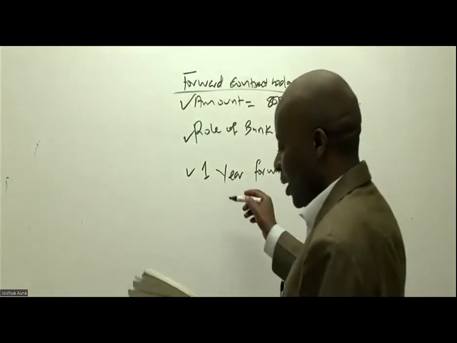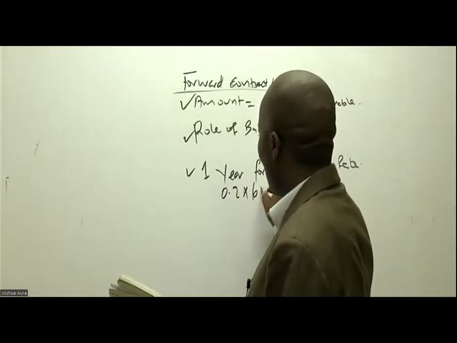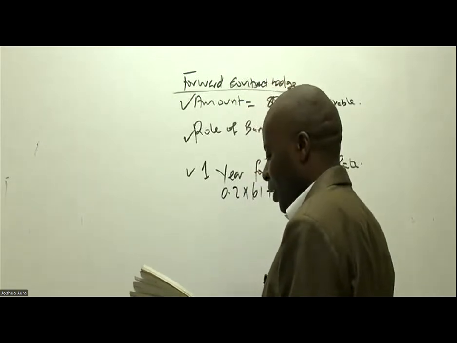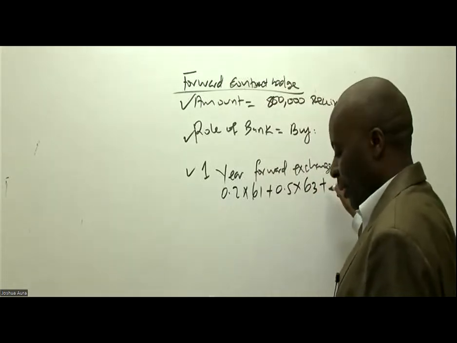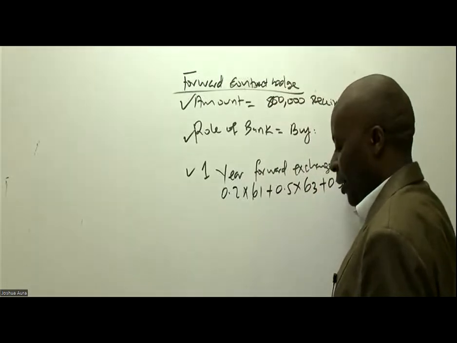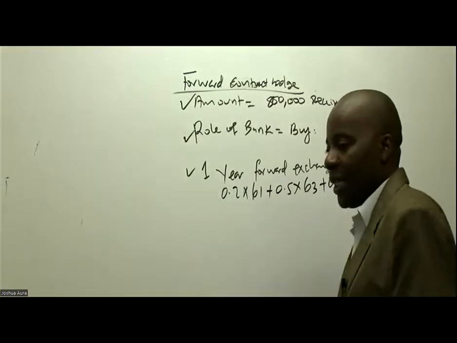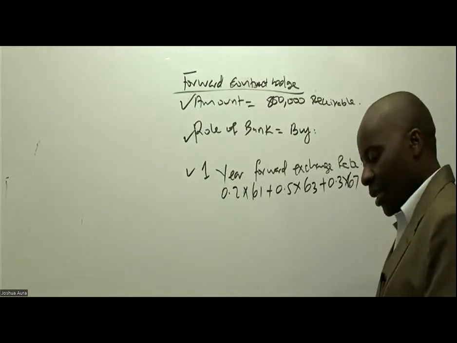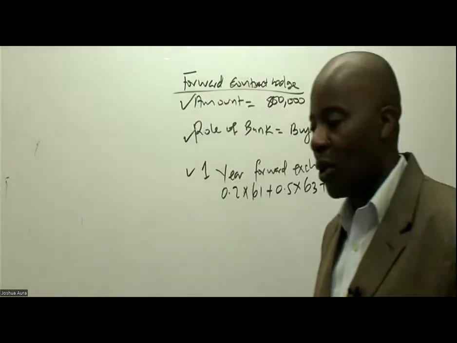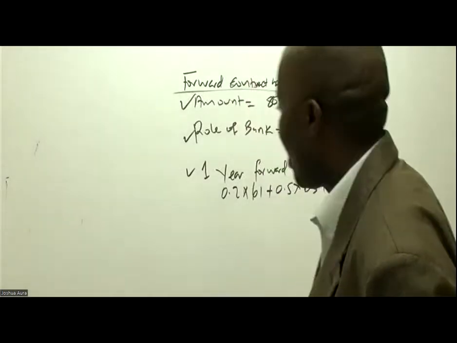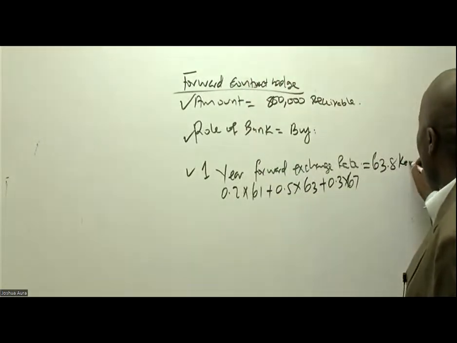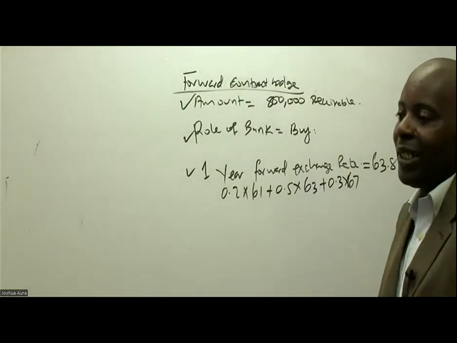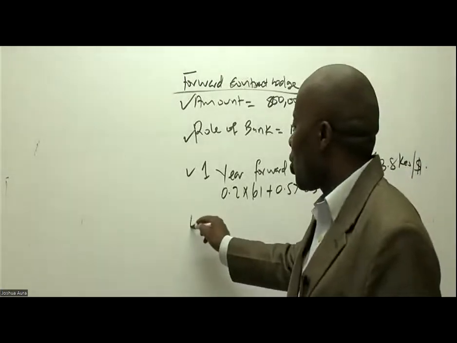So I'll take 0.2 times 61 plus 0.5 times 63 plus 0.3 times 67. Could you kindly give me an answer here? 63.8. Are they 63.8 goats or cows? It's an exchange rate, so it has to be Kenya shillings per dollar. And that is it. So go ahead and exchange.